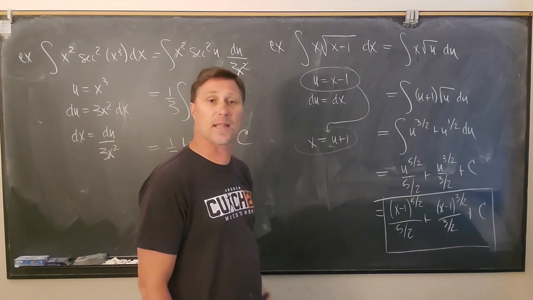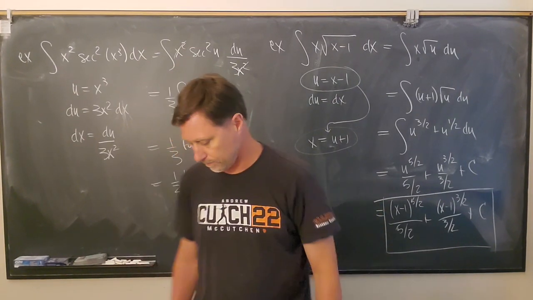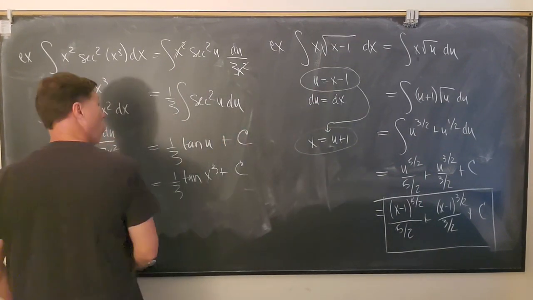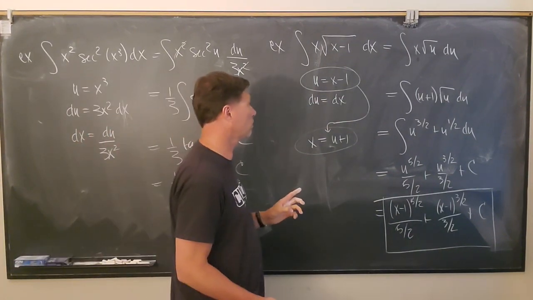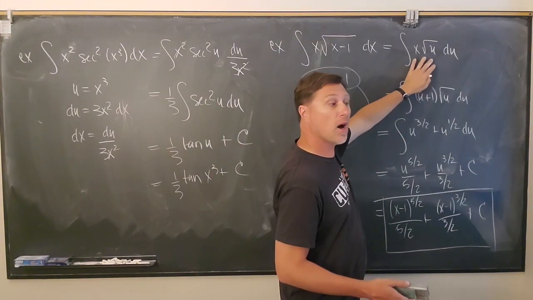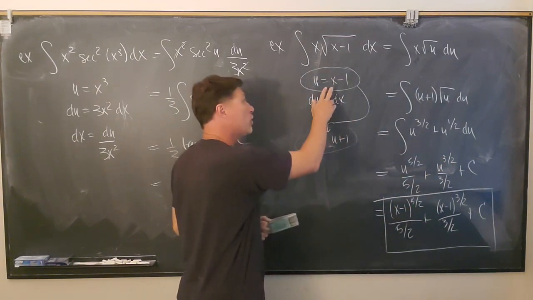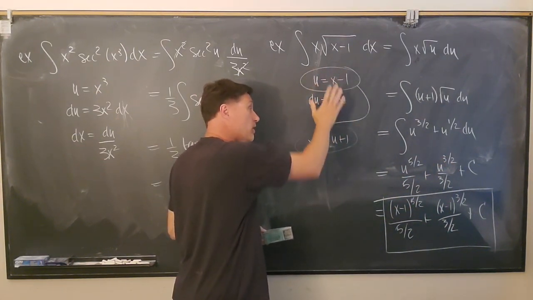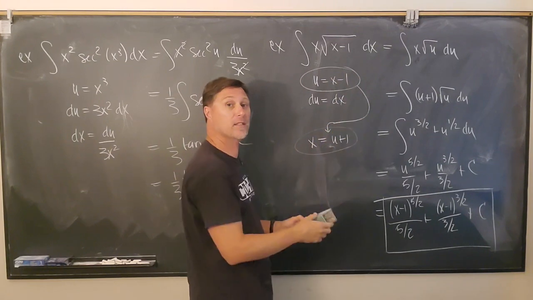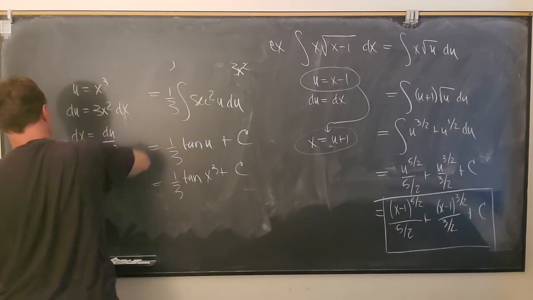You could simplify this slightly if you like, but I'm fine. There's the answer. I'm fine with that. So here's the idea. When you do substitution, if you end up with something that has a mixture of variables, both x and u, go back to the original substitution equation and see if you can use that to eliminate any lingering x's that remain in the integrand. So let's try another example that's kind of like this one.